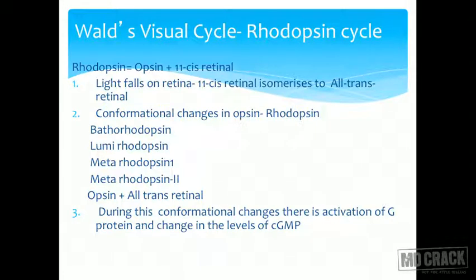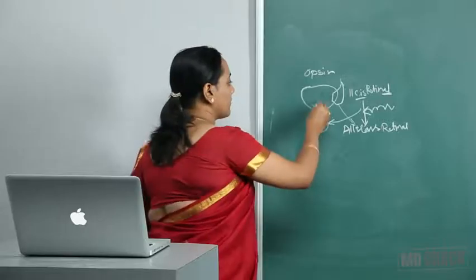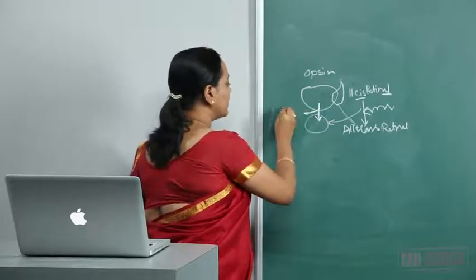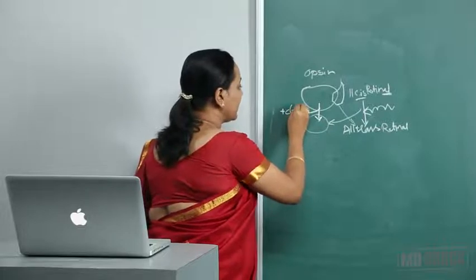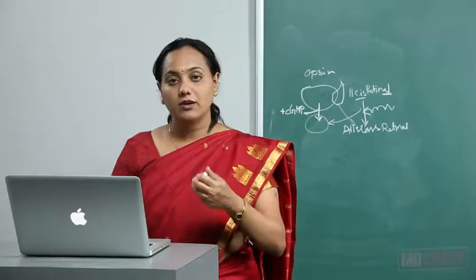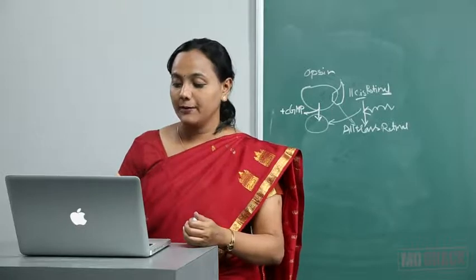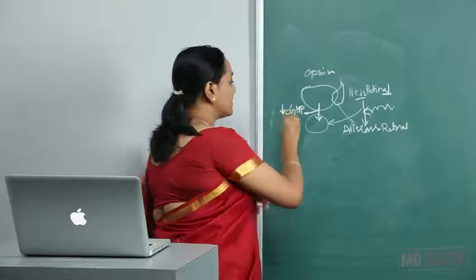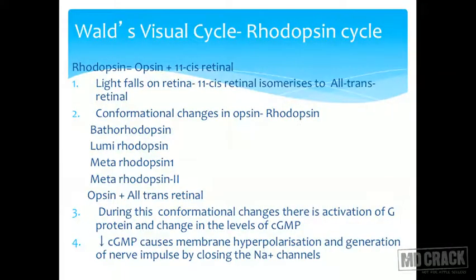When this conformational change is happening, there is activation of a G protein in the retina, and there is a change in the levels of cyclic GMP. When opsin is getting converted, it will result in a change in cyclic GMP levels. We are going at the molecular level. When the cyclic GMP level decreases, it causes membrane hyperpolarization and generation of a nerve impulse by closing the sodium channels.